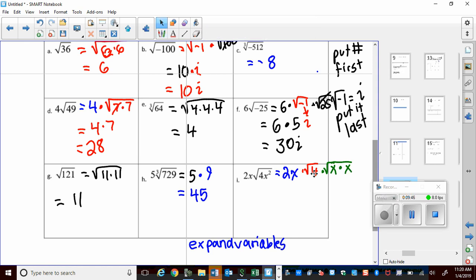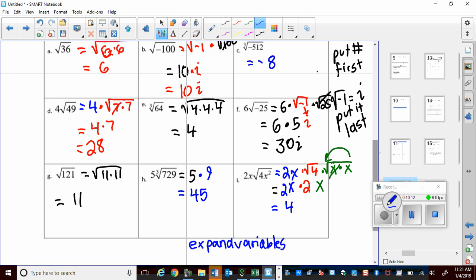Some things I know how to do, right? But let's just bring what I have down. I have 2x. The square root of 4 is 2. The square root of x squared: I take one away, one comes out of the radical, which is x. Now I need to simplify. 2 times 2 is 4, and then x times x is x squared. So here's my final answer.